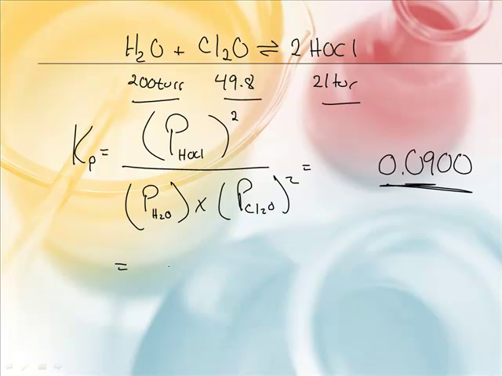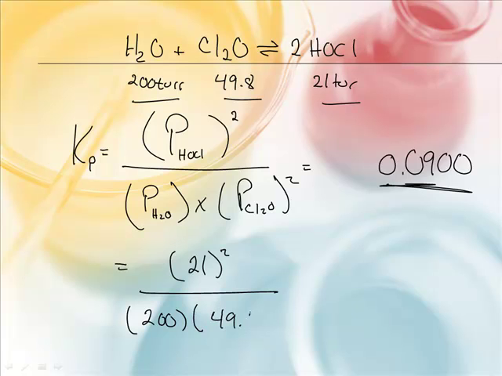Our value of the HOCl was 21, so 21 squared, over 200 times 49.8. Actually, this is not squared, is it? The Cl2O is not squared. My mistake. What did that come out to be? 0.044. So that number is smaller than 0.09. I guess 0.0443 with sig figs.